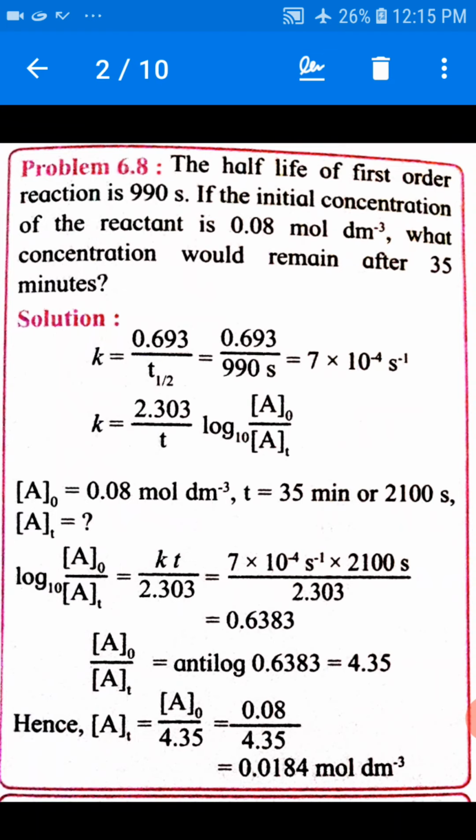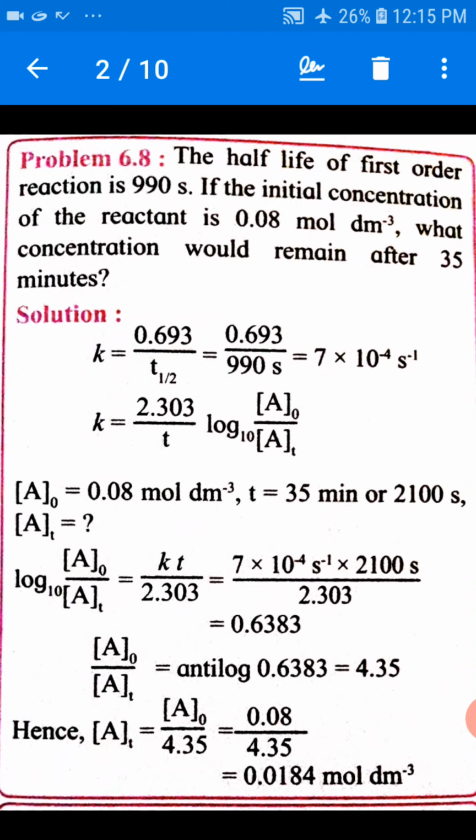0.693 upon 990 seconds, that is the half-life, which is 7 into 10 raised to minus 4 per second. Then k equal to 2.303 upon t log base 10 of A0 upon At. Here A0, that means the initial concentration of reactant, is 0.08 mole per dm cube. t equal to 35 minutes or 2100 seconds. And what is At?